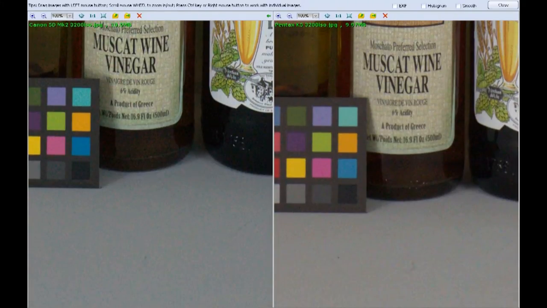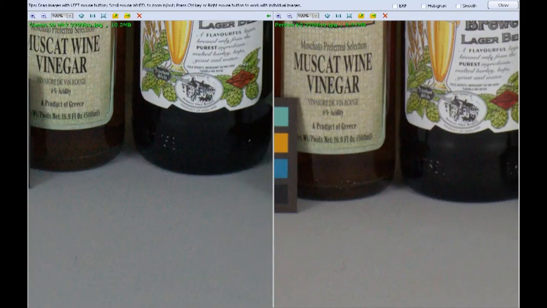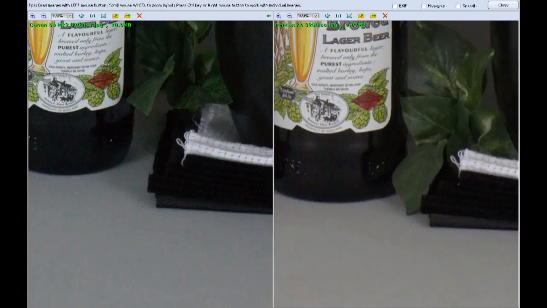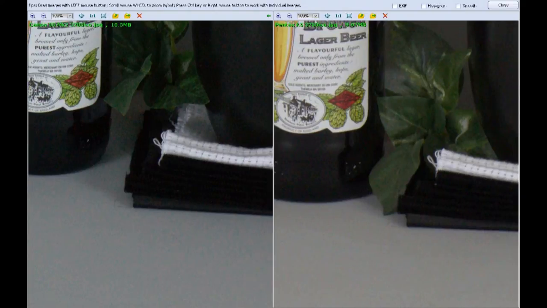The multiplier for the Pentax is about 1.5, 1.6. I'd honestly have to go back and check. I've never really cared to check, but I know Canon's is 1.6. So, anyways, there we go.